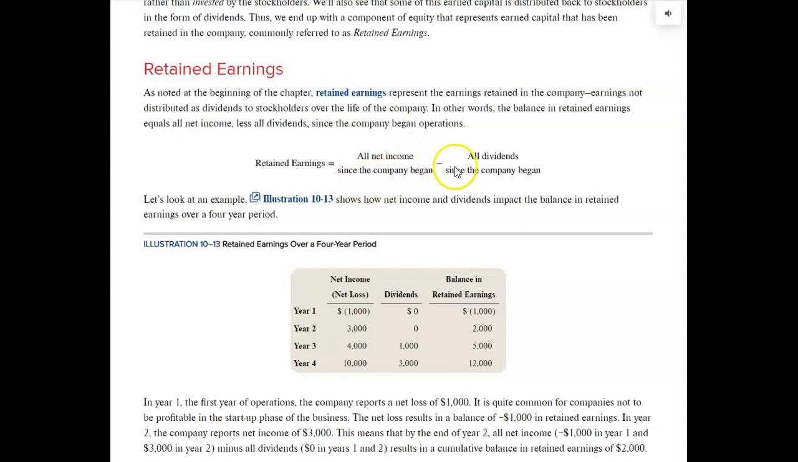And then when you pay dividends out, that causes retained earnings to be reduced. So anytime you see retained earnings in a balance sheet, it's all prior profit and losses netted out minus previous dividends paid out. That's what retained earnings is. In other words, just like the title says, earnings that have been retained in the business.